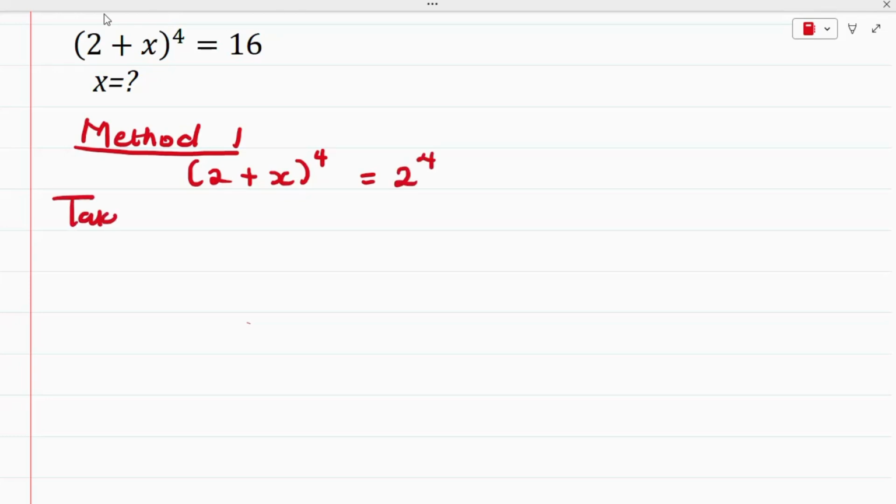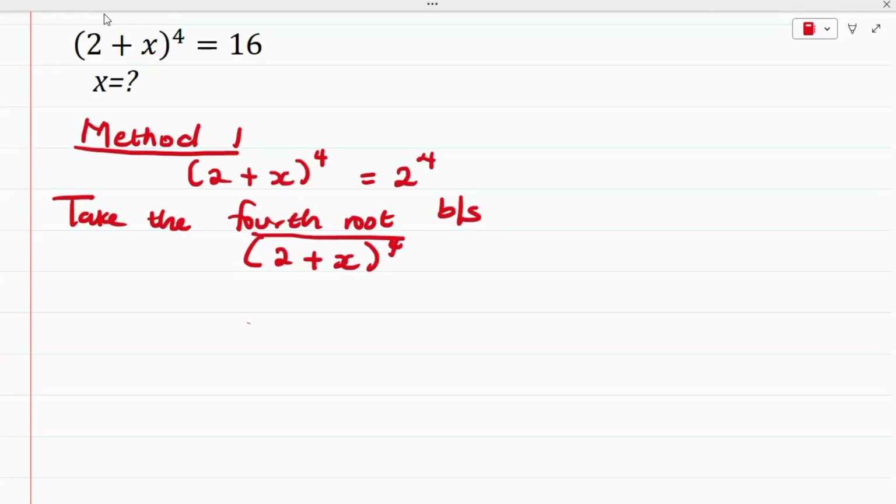So the next thing, guys, we want to do is to simply take the fourth root of both sides. Taking the fourth root of both sides, we have the fourth root of (2 + x)^4 is equal to plus or minus the fourth root of 2^4. So this is going to cancel out this, and we have 2 + x equals plus or minus, and this cancels out this, and we have 2.